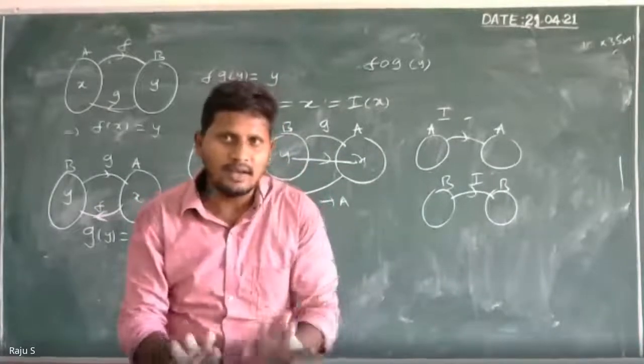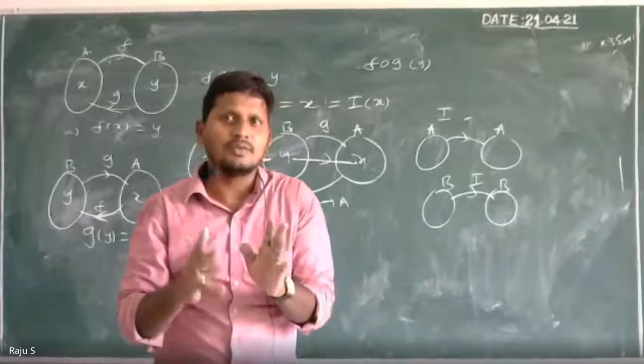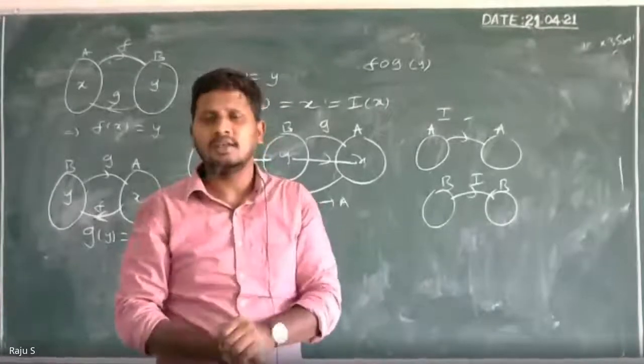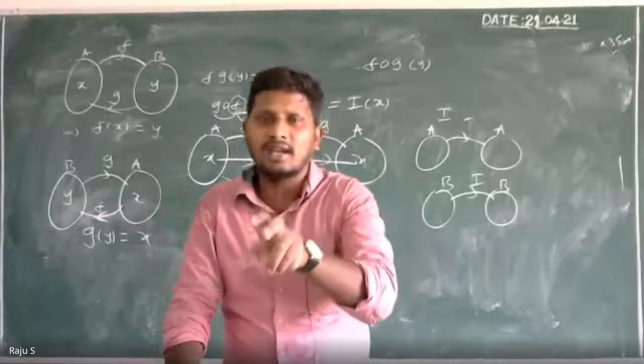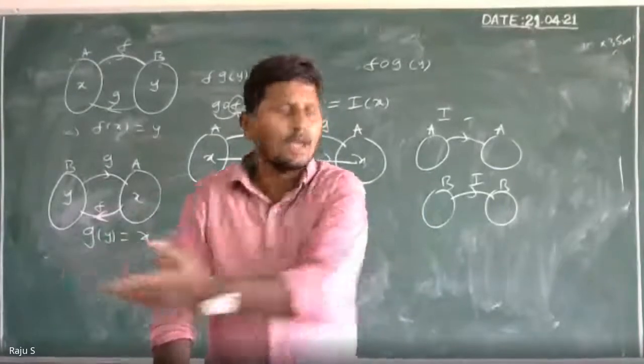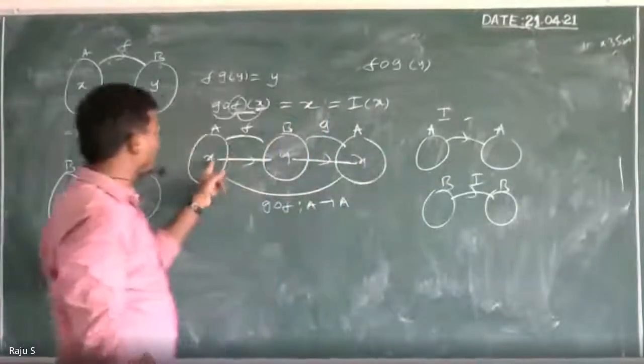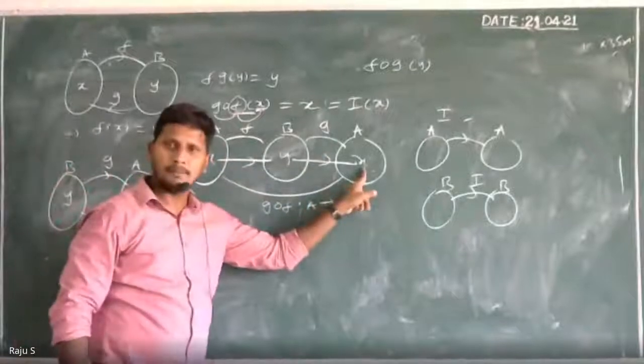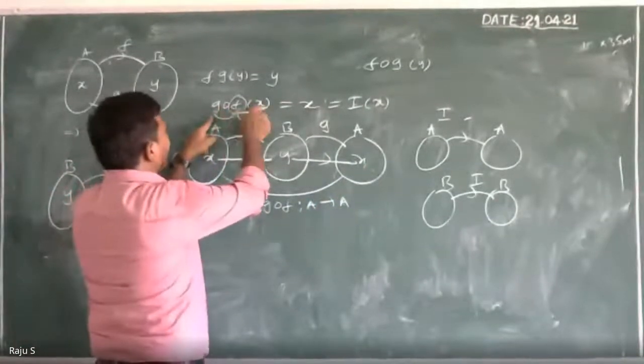Clear? Identity means identity. Like in matrices we have seen that any matrix multiplied with the identity matrix gives the same matrix again. So whatever input you give, the output is also the same. So g circle f of x.